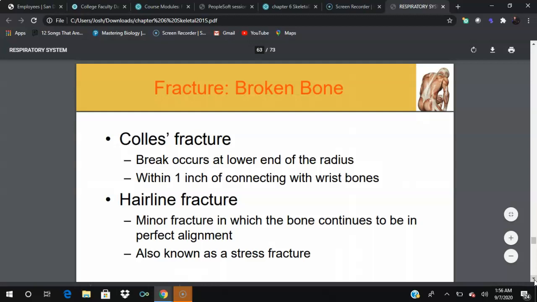Then we have something called a hairline fracture. A hairline fracture is also called a stress fracture, where you have a very minor fracture in the bone, and it doesn't cause any malalignment, because anytime you have a fracture, there's always a risk that the bone margins don't stay aligned. In this particular kind of fracture, it almost looks like there's a piece of hair on the bone. You're looking at the x-ray and you're like, oh, it looks like there's a piece of hair there. So that fracture causes a little bit of a disruption, but both of the bone margins stay aligned.